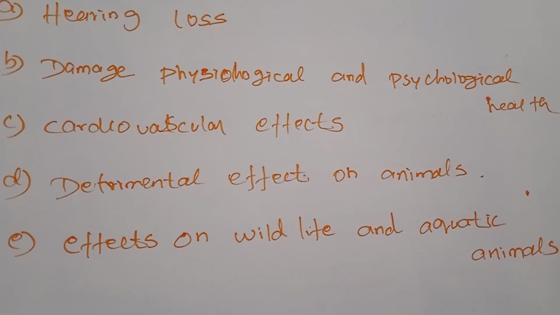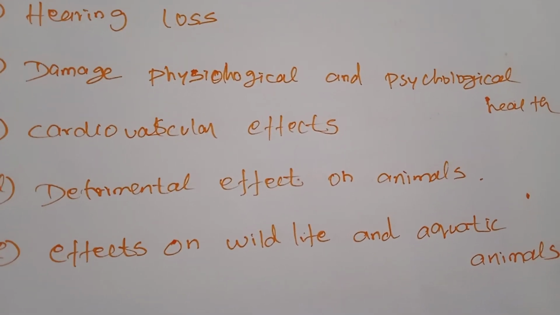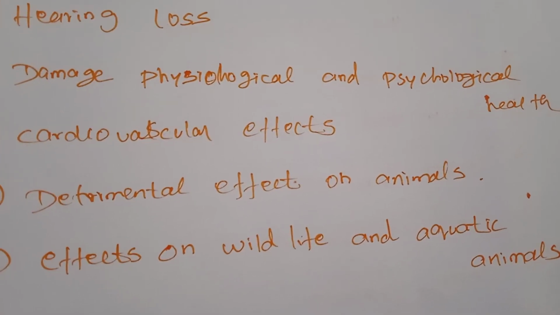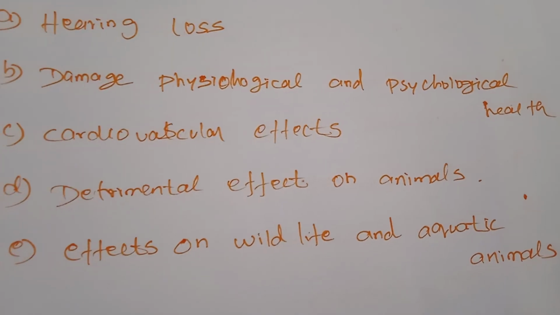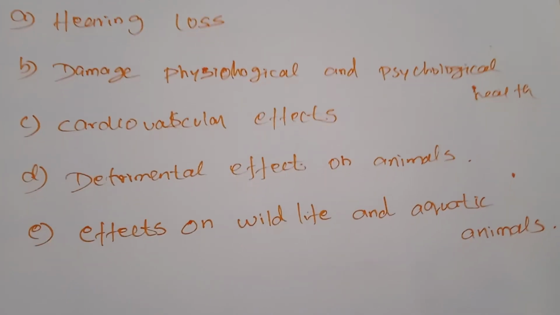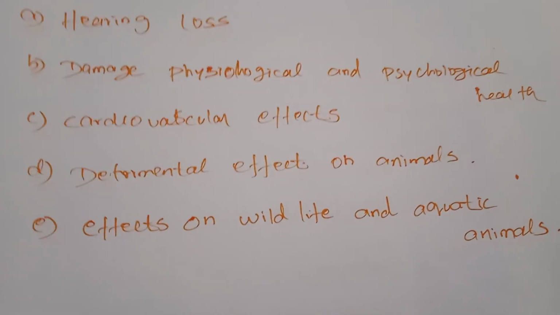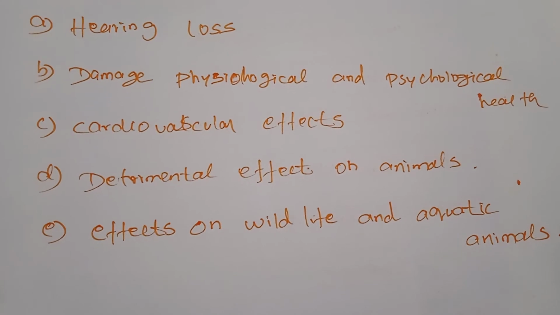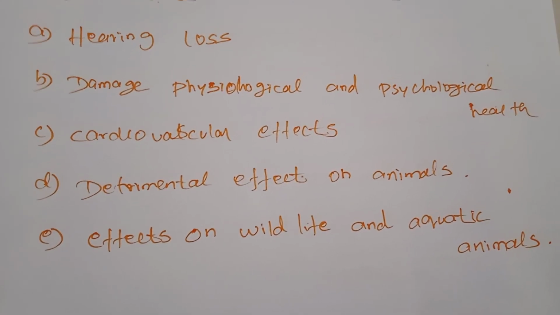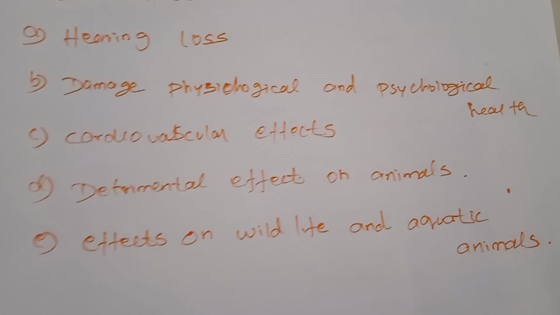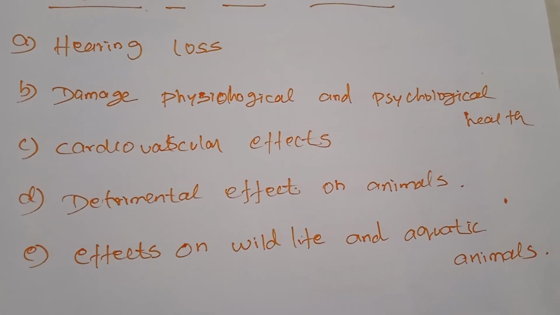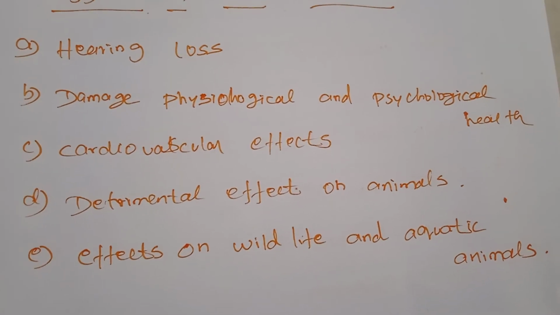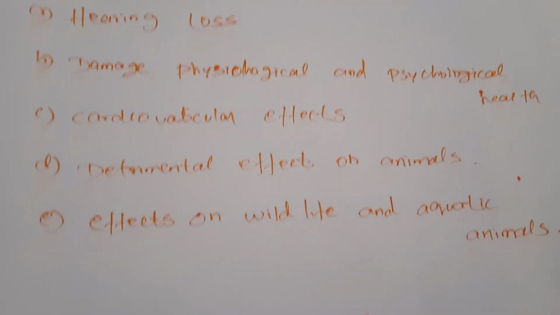Next, the detrimental effect on animals and aquatic life. Noise can have a detrimental effect on animals, increasing the risk of death. Some pet animals like cats and little dogs cannot bear loud noises. Mostly they cannot bear the sound of crackers. Many bats and other animals also go crazy and are affected by noise pollution.